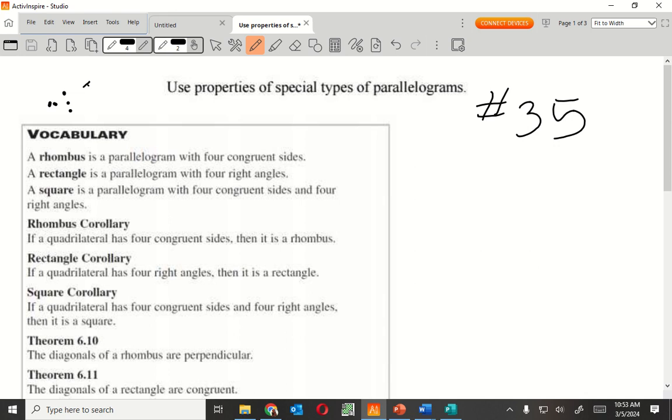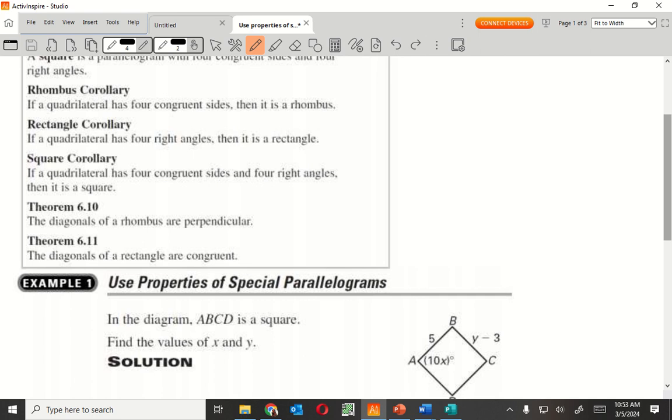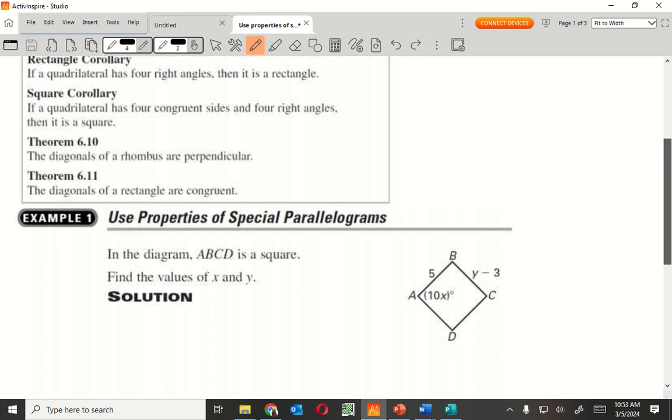Now, this is a corollary, which has to do with the theorem. If a quadrilateral has 4 congruent sides, then it is a rhombus. Rectangle corollary: if a quadrilateral has 4 right angles, then it is a rectangle. Square corollary: if a quadrilateral has 4 congruent sides and 4 right angles, then it is a square. So I will give you more examples of this when we actually go through this some more.